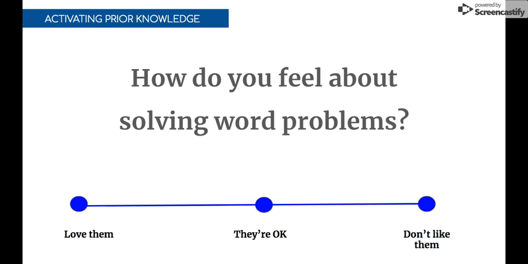And then for the ones that don't like them, we could discuss what are some of the trickiest parts of word problems? And they might talk about how it's really complicated and hard to figure out what math problem you're supposed to solve. So as they mention those things, I can take those into consideration as I start my lesson. What are some of the hangups that they have?